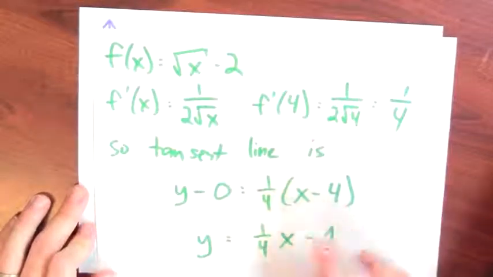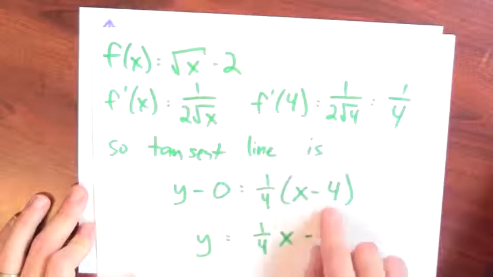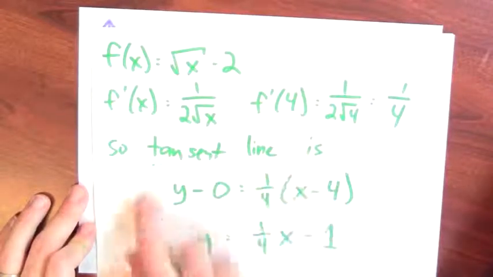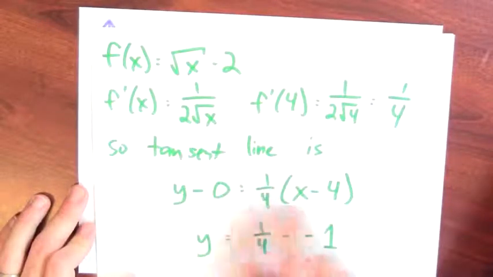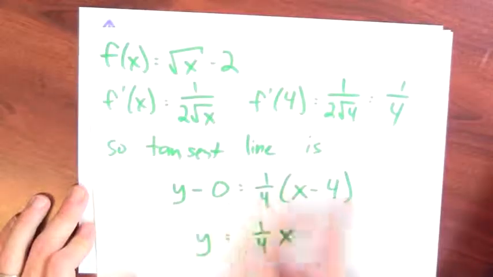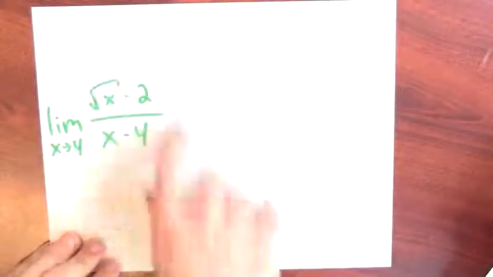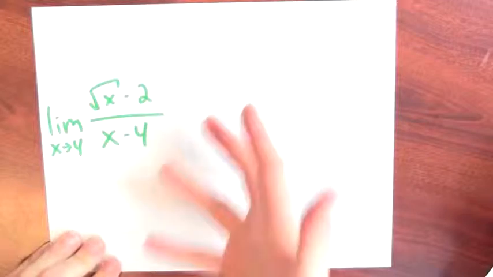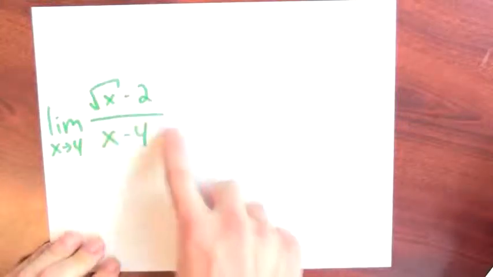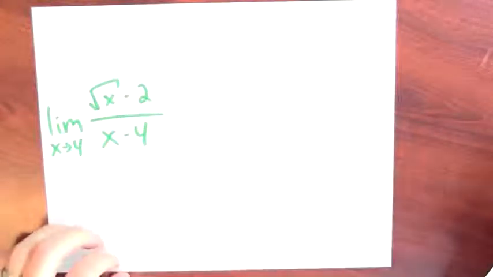Now I know that my tangent line should cross through the point 4, 0. So here's the equation of the tangent line in point slope form, and I can rewrite this a little bit more nicely as y equals 1/4 x minus 1. So what happens to the limit problem when we replace those expressions by their tangent lines? So instead of thinking about this geometrically, I can just look back at this original limit problem and replace these pieces by their tangent lines.